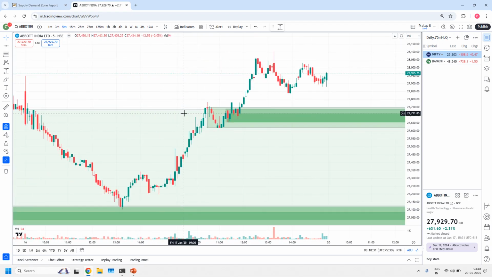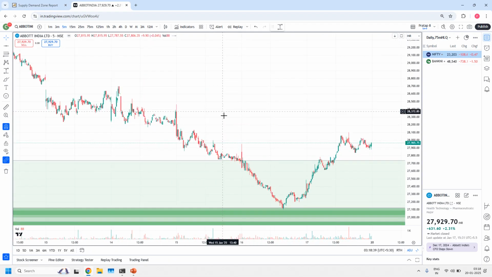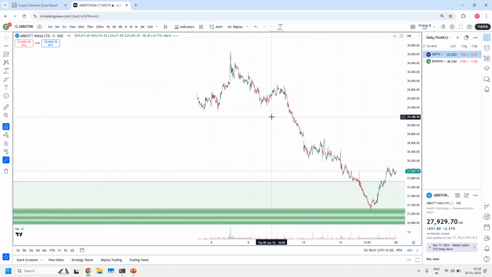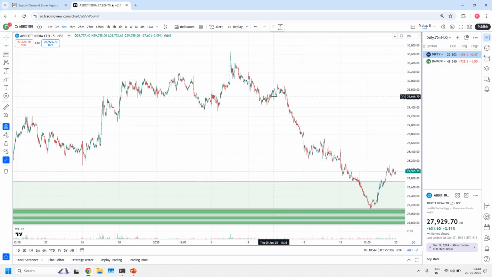So that's why we don't have any clarity in this area. That's why what I am doing, our concentration is on these order flows. These are the order flows within Abbott India.